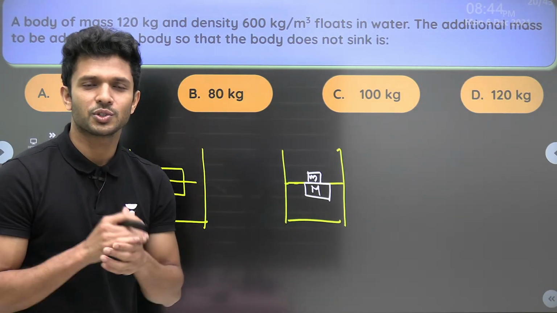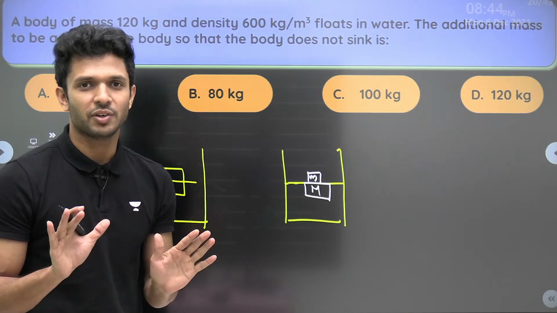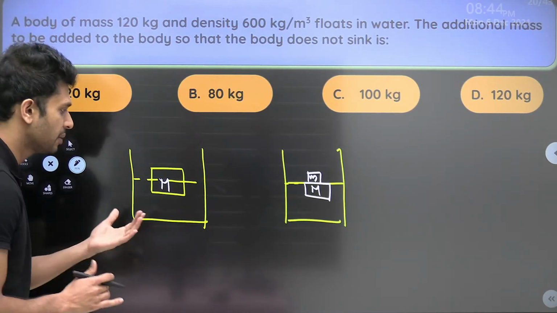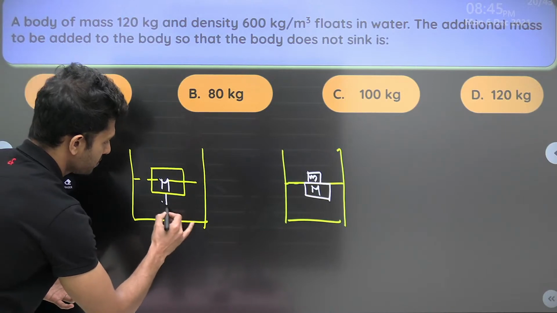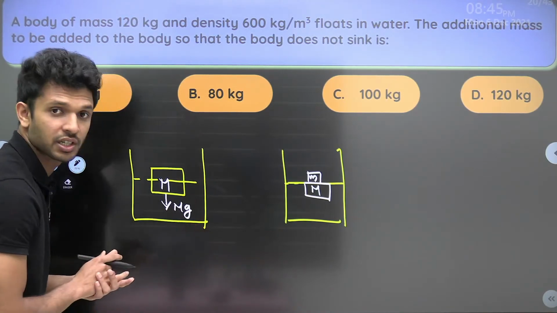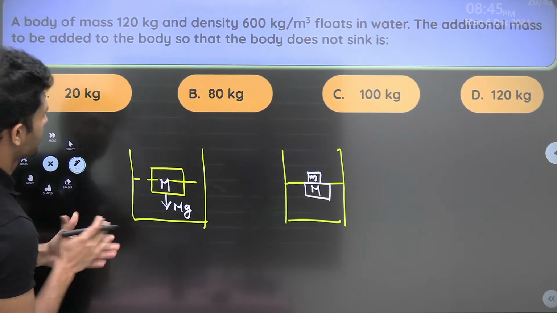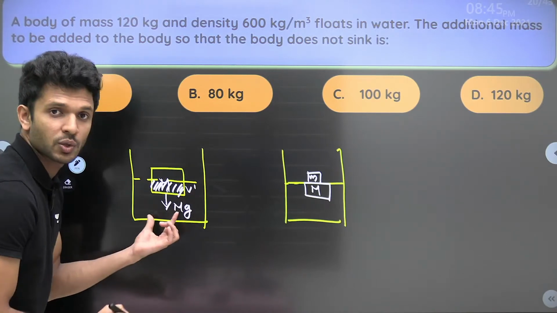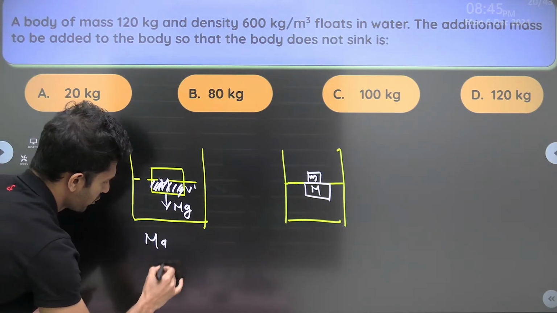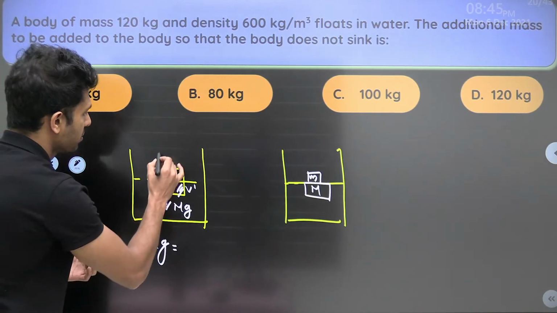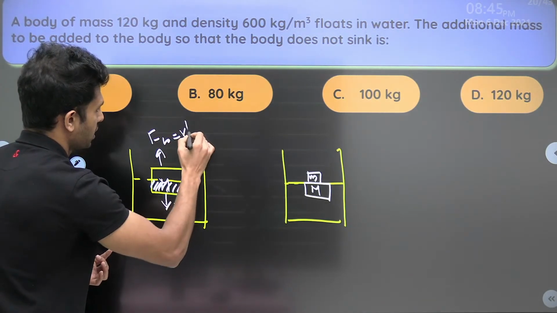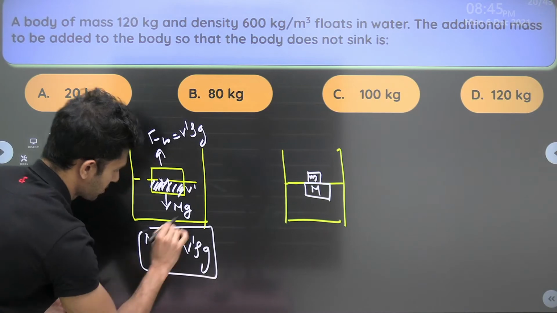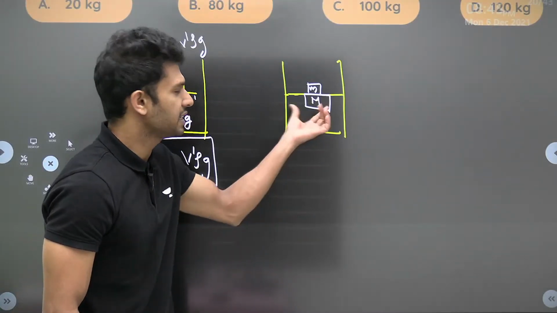Simply by using the laws of motion and the concept of force. Tell me, is the body in equilibrium initially? Obviously, the body is in equilibrium. How will you write? Force mg downwards. Let's say this is V dash. So what is the first equation? Downward force mg is equal to upward buoyant force. What is the formula? V dash rho g. This is the primary formula.